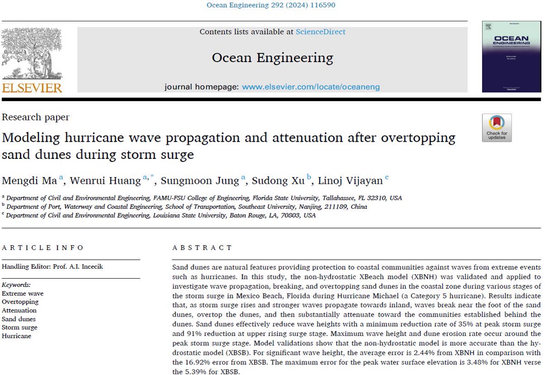Exactly. Imagine using XBeach to test different artificial dune designs and configurations in a virtual environment. We could assess their performance under various storm conditions and identify the most effective shapes, sizes, and materials. That's a brilliant idea. It's like a virtual wind tunnel for dunes, allowing us to optimize their design before investing in costly construction projects.